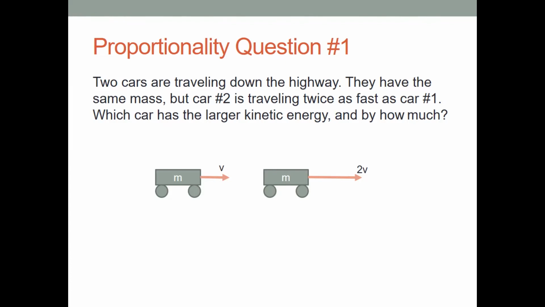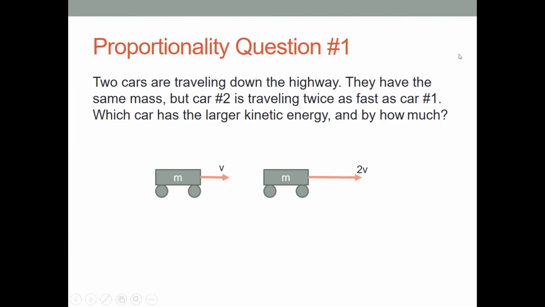Do we agree with that? What do you think? I would say that it is 4 times as much. Why 4 times as much? Because the velocity is squared, so there's twice as much velocity and that's also squared.